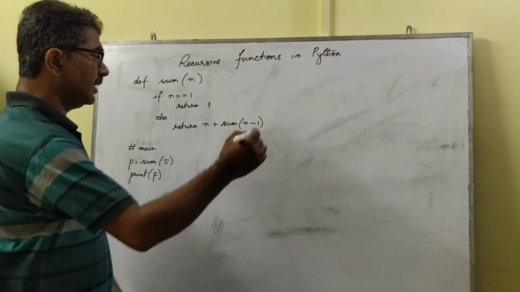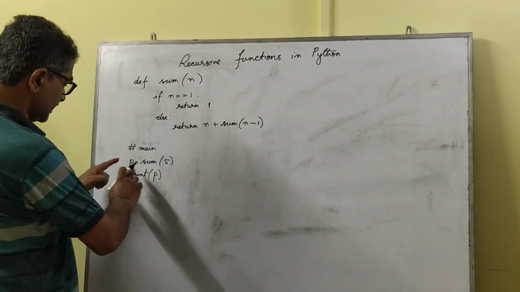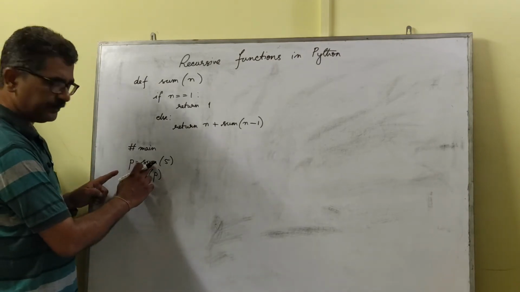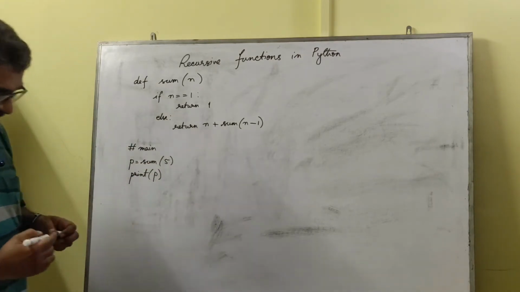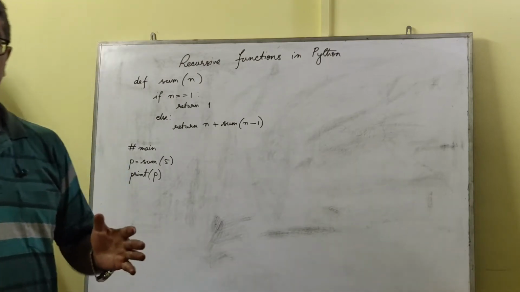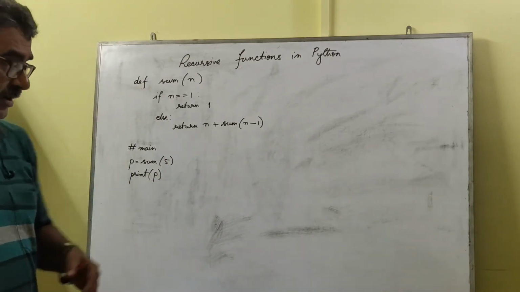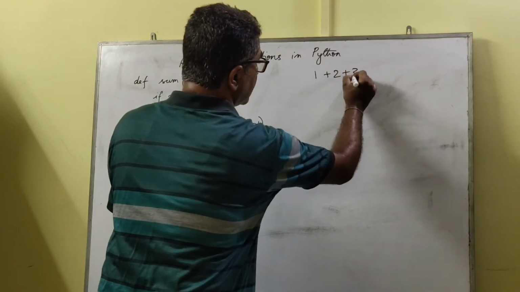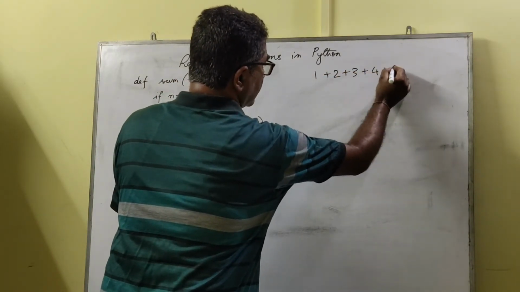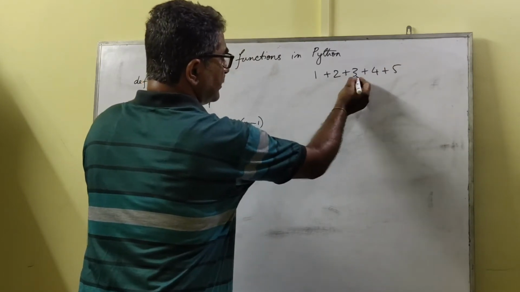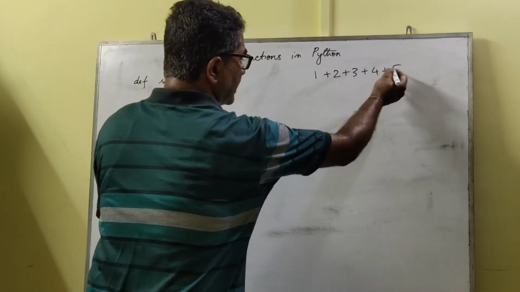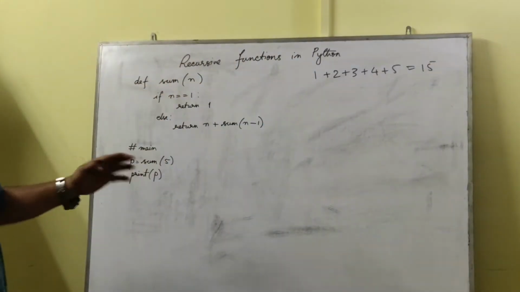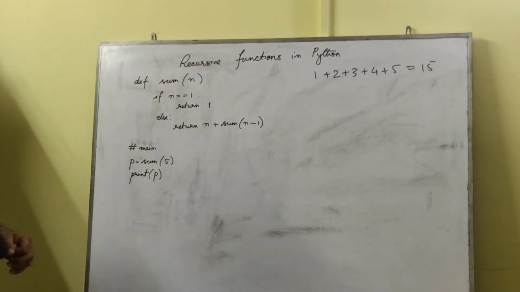So here you see, I'm making a call to the function sum and I'm passing 5 to it. 5 indicates that I'm going to find the sum of the first 5 natural numbers. That is, I want to find the sum of 1 plus 2 plus 3 plus 4 plus 5. So 1 plus 2 is 3, 3 plus 3 is 6, 6 plus 4 is 10, 10 plus 5 is 15.